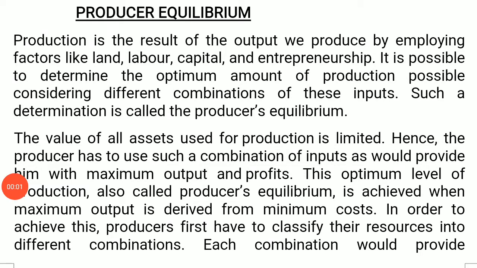Hello my dear students. Now today's topic is producer equilibrium. Production is the result of the output we produce by employing factors like land, labor, capital and entrepreneurship. It is possible to determine the optimum amount of production considering different combinations of these inputs. Such a determination is called the producer equilibrium.